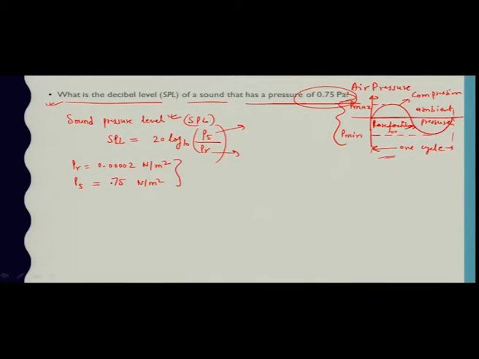Now we put all these values in this formula, so it will come out as SPL equals 20 log base 10 of 0.75 upon 0.00002. So that will be 20 log base 10 of 37500, and that will come out as 91.5 decibel. So in this way this can be calculated for a single sound tone, and if there are multiple sounds, there is another way to solve that particular question.